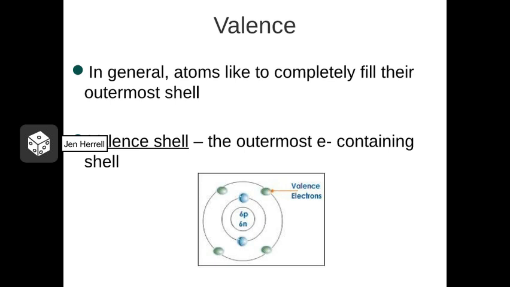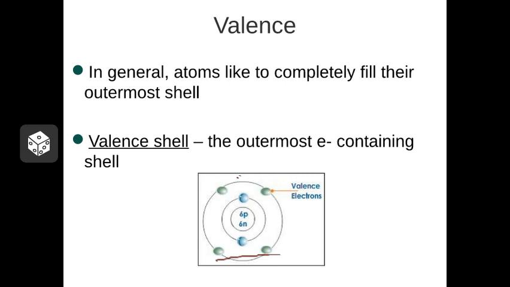These diagrams, such as the one shown here, are known as shell models. And shell models are useful because they show the number of shells that an atom uses and the arrangement of the electrons. So this, for instance, is the shell model for carbon.